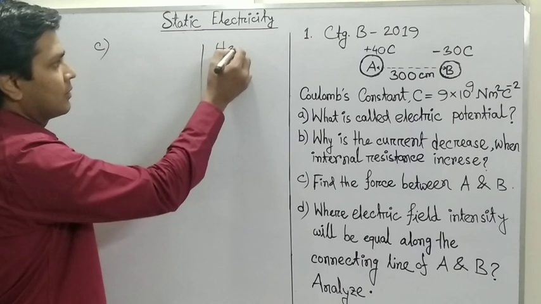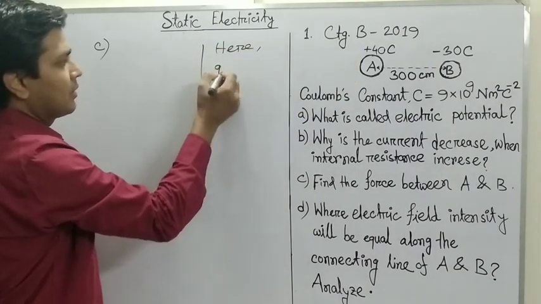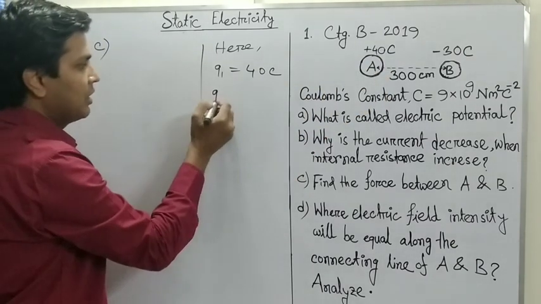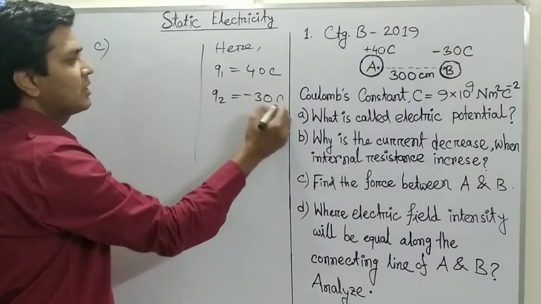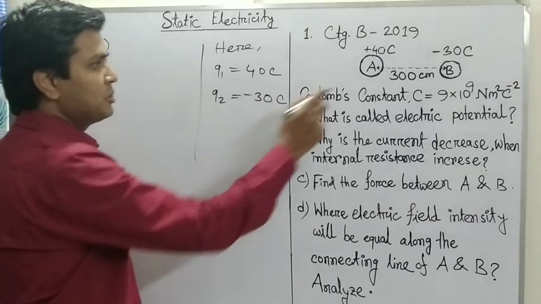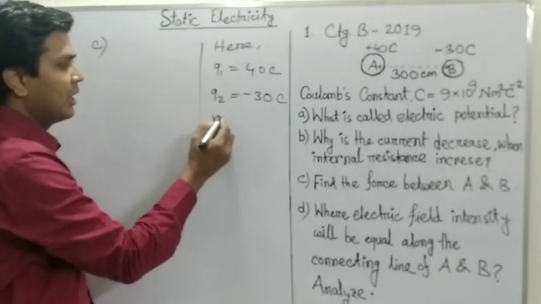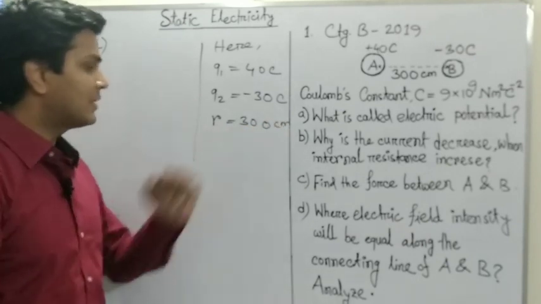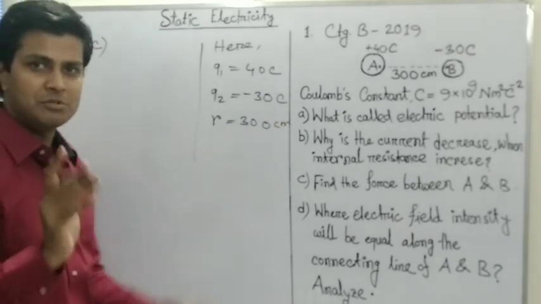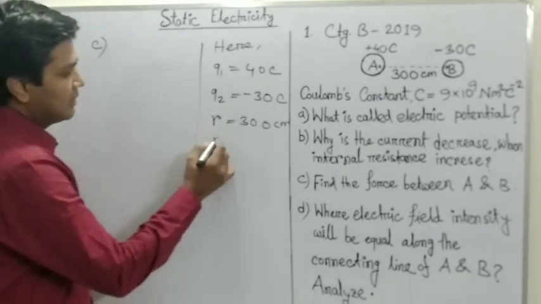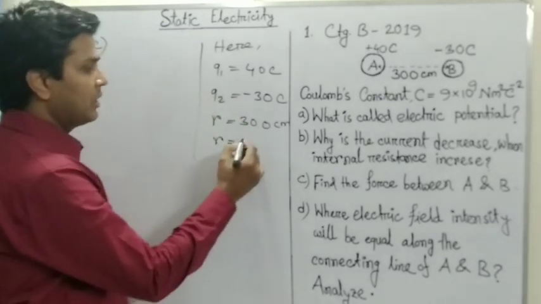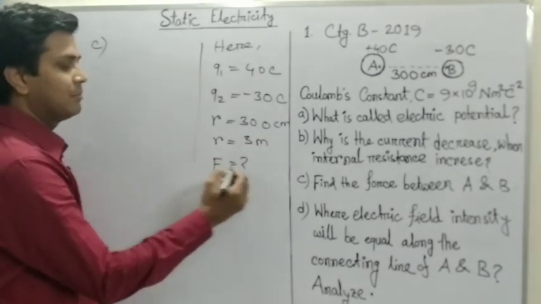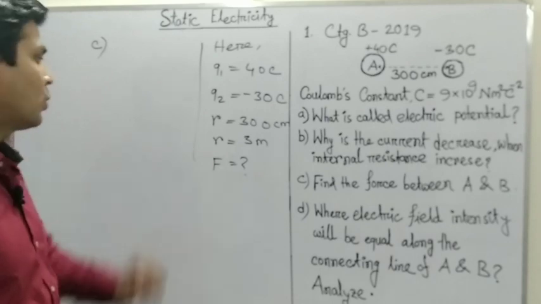Here, the first charge Q1 is given 40 coulomb, and second charge Q2 is given minus 30 coulomb. And the distance between the two charges A and B, r, is given 300 centimeter. We have to convert centimeter to meter, so we divide by 100. Then the distance between the two charges will be 3 meter, and we have to calculate the force between A and B. That means F equals what?